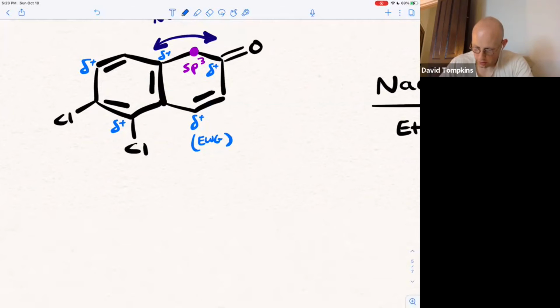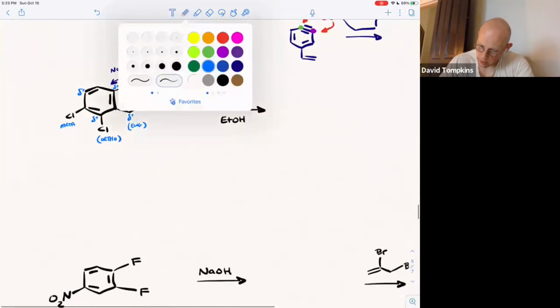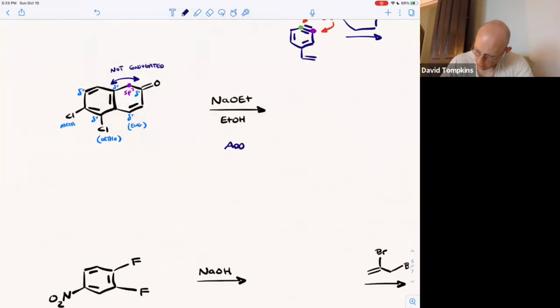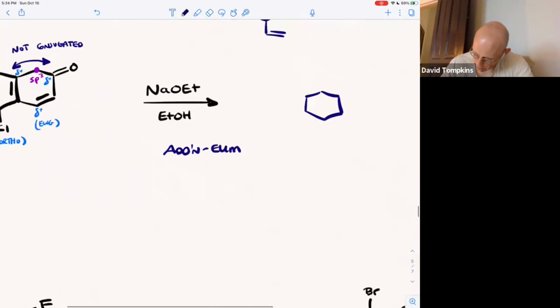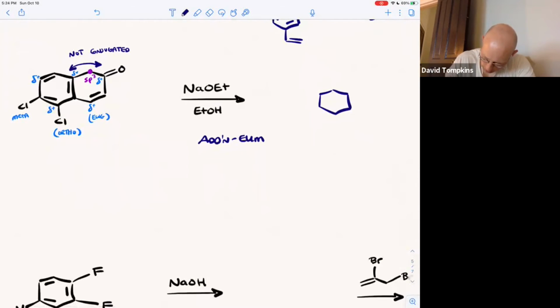So if you think of this bond as being to the withdrawing group, this chloro is ortho. And this one's meta. So the only one that can be substituted for there via addition elimination is the chloro that's ortho. So if you want, you can draw out this mechanism, but the ethoxide would attack this carbon.